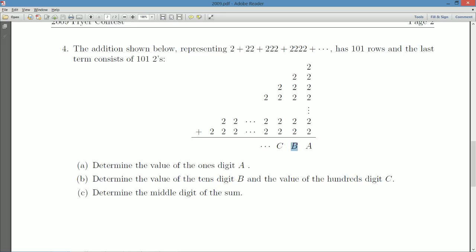I assume this B is here because we're going to be figuring that out later. But in this part, we just need the units digit, so that's the ones digit A of the sum of 101 twos. So let's take a look.